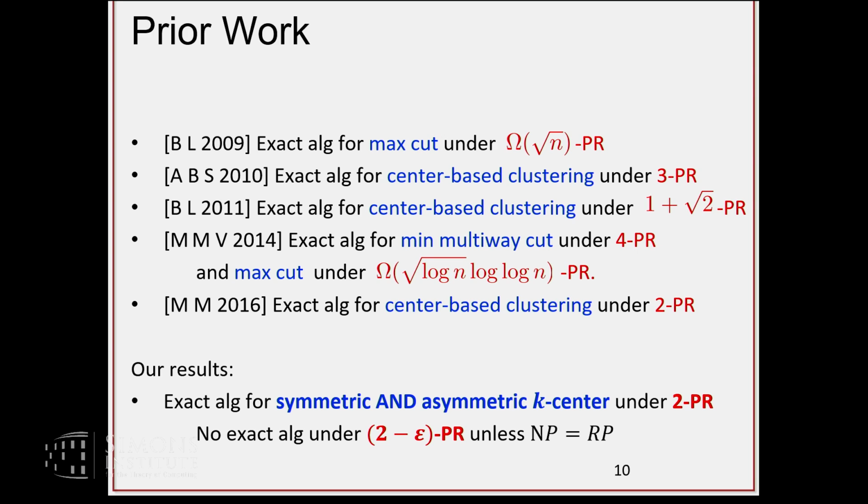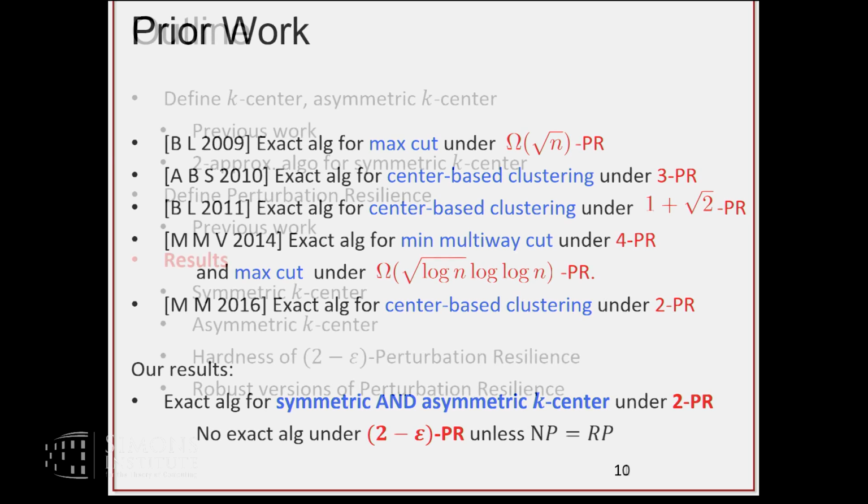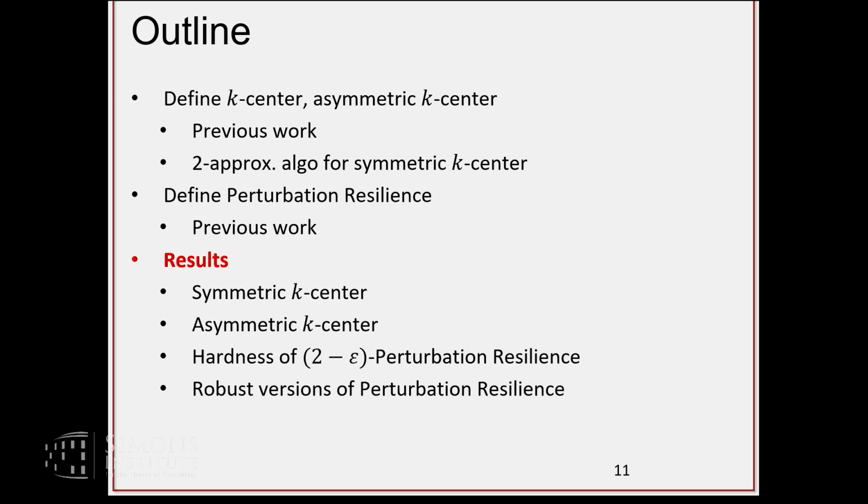And then one other thing I want to point out is that this is the first time we're studying a problem that doesn't even have a constant factor approximation in the worst case. And it's interesting that we just assume a constant level of stability, and all of a sudden we get an optimal algorithm. Okay, so now I'm going to first talk about symmetric k-center, and then get to asymmetric k-center, and then briefly mention the hardness result, and I'll also talk about more robust versions of perturbation resilience.